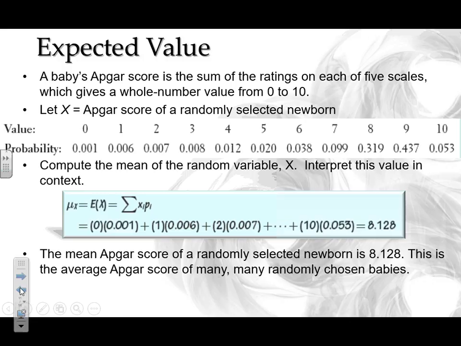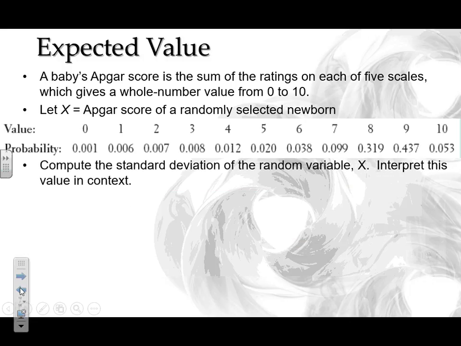So when you interpret expected value, this first statement is what you need to have, with context involved. In this case, the mean APGAR score of a randomly selected newborn is 8.128. Now, if we take the same information and we want to calculate standard deviation, what do I need to calculate first? Variance. So we need to calculate our variance.